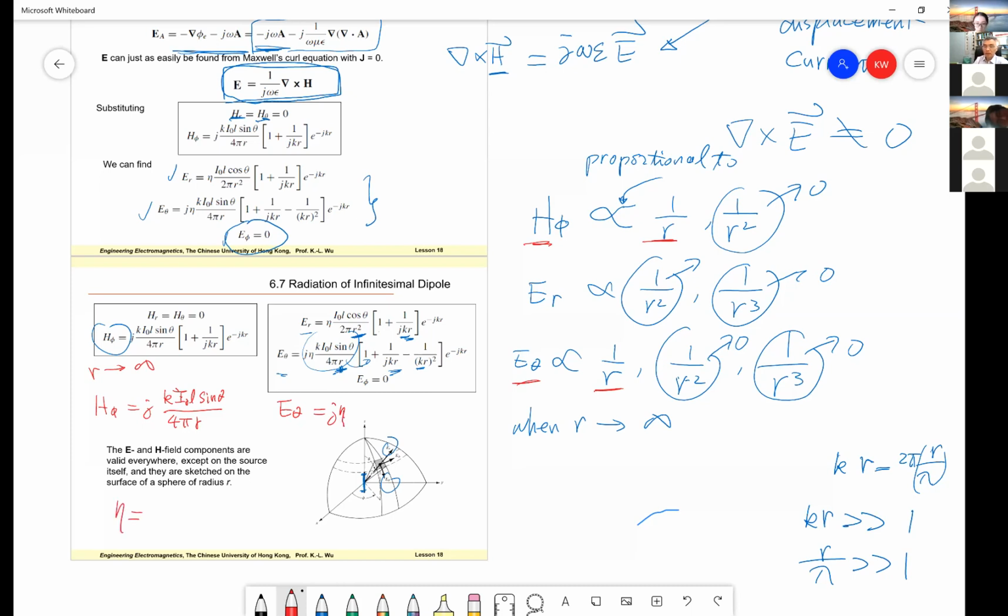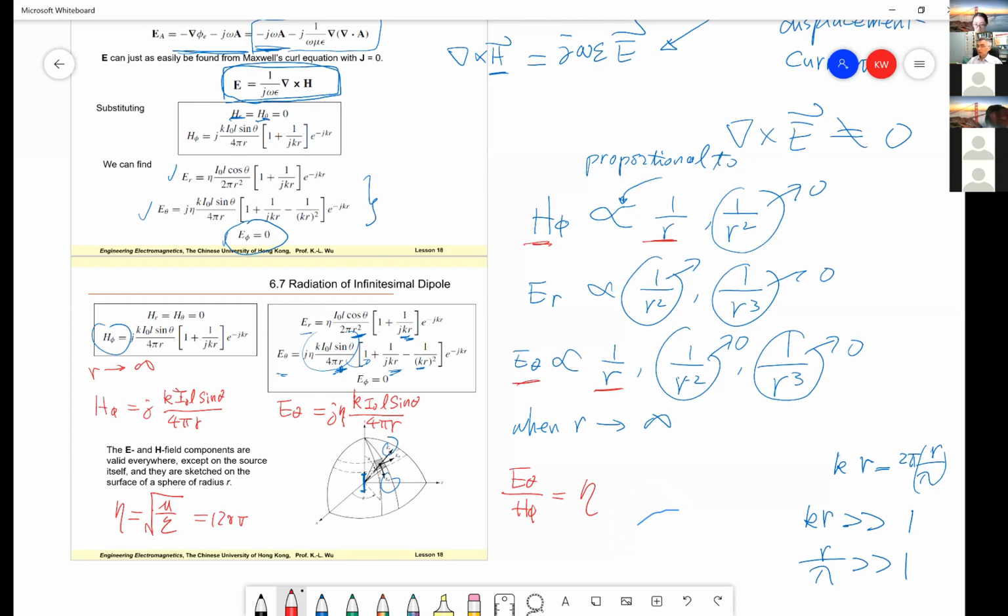we know what this means. This is 120 pi in free space, and also k times I0, which is the current magnitude, times sine theta. Then let's take a ratio, E theta over H phi. What is it equal to? That's exactly equal to this.